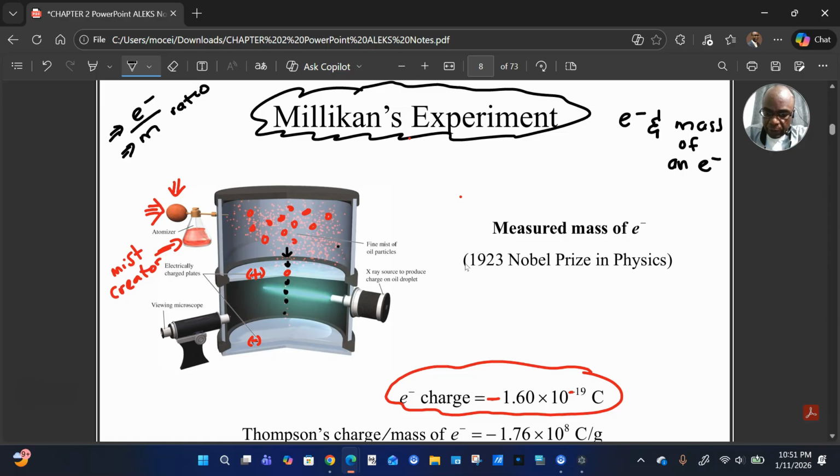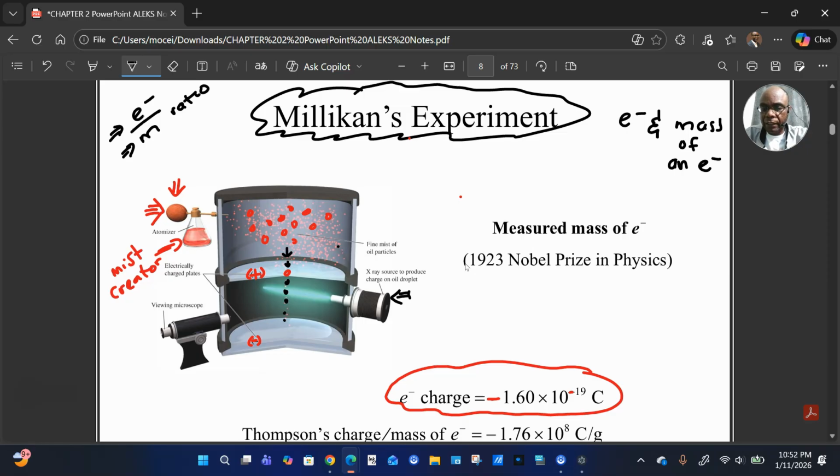Now as the oil drop comes down here, there is a source of X-ray. The source of X-ray shines X-ray into the sample of drops that is coming down in the air.